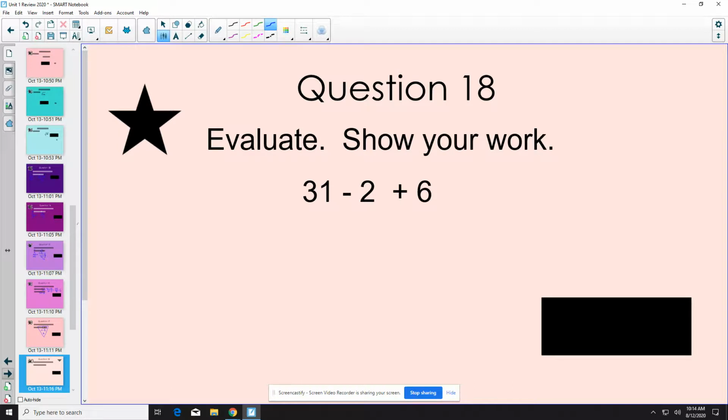All right, now that you've finished, you're noticing we have addition and subtraction, so we just go left to right. Just because we have addition and subtraction doesn't mean we add and then subtract. You go left to right. So 31 take away 2 is 29. Then 29 plus 6 is 35.